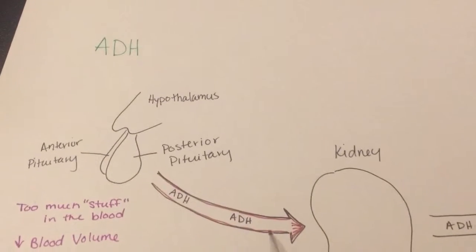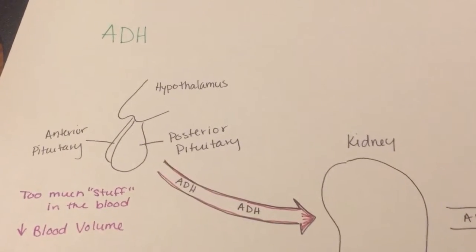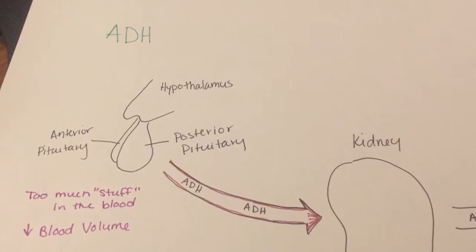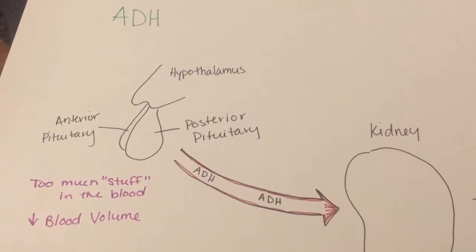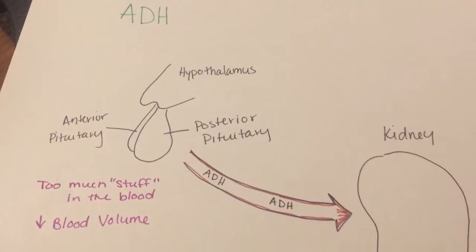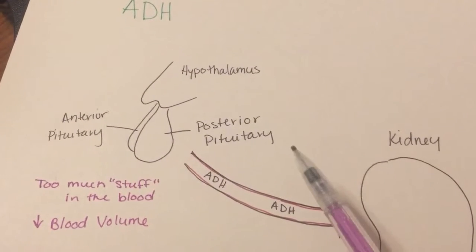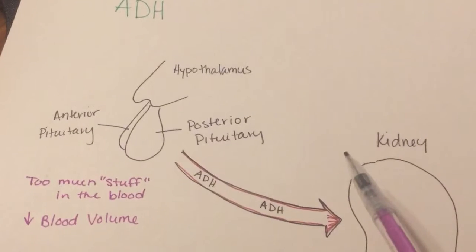Aldosterone has a lot in common with something called ADH, or antidiuretic hormone, but it also does some different things. They both keep water in the body, but in different ways.